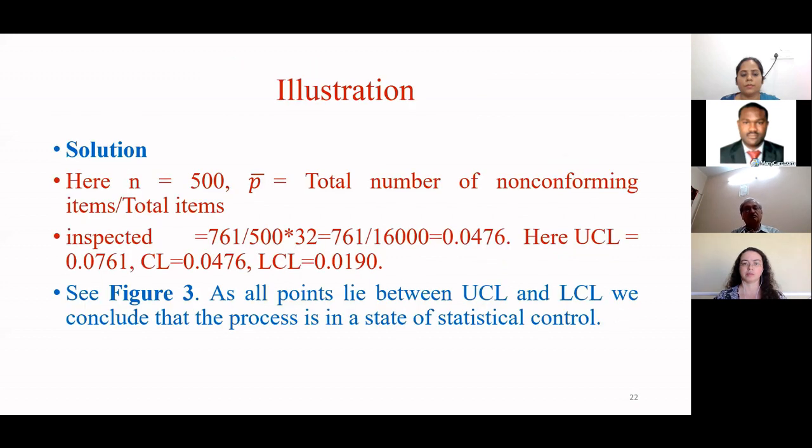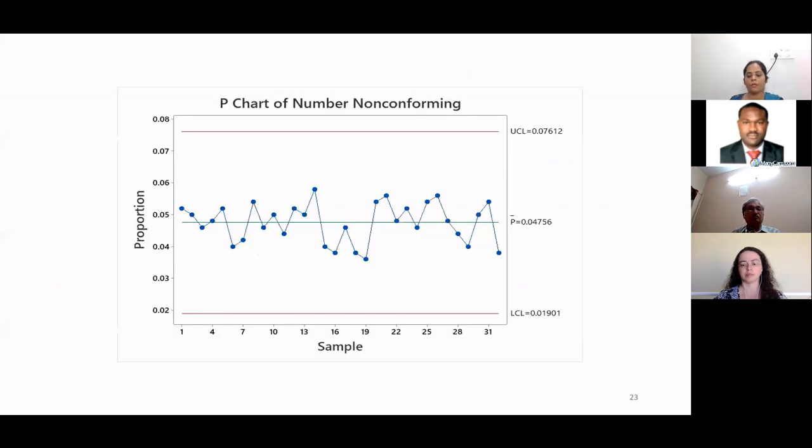Next. Now we have n equal to 5, and p bar is the total number of non-conforming items divided by the total items inspected. So we have got UCL, central line, and LCL, and figure 3 gives the graph. Now this is the graph for the P chart, and again we find that on no day does the proportion exceed UCL or fall below LCL. Of course, in case of falling below LCL, we say it is okay.